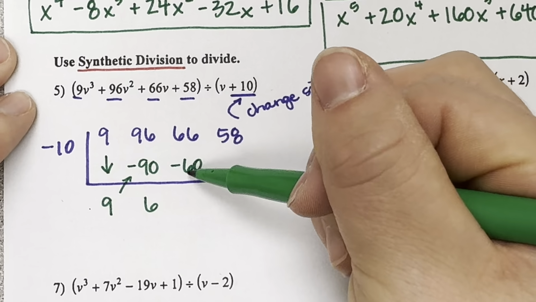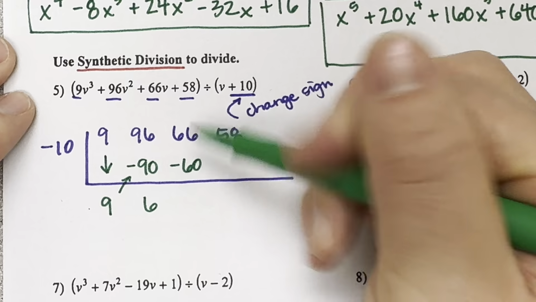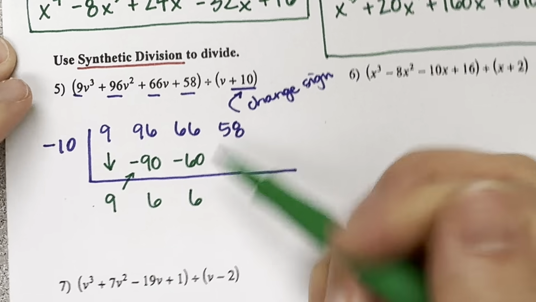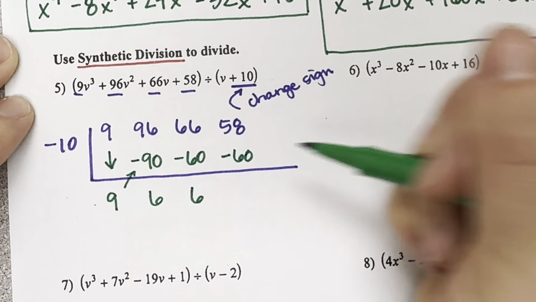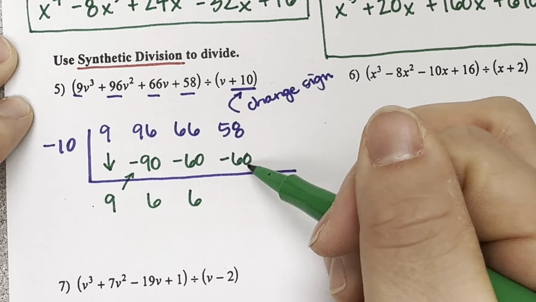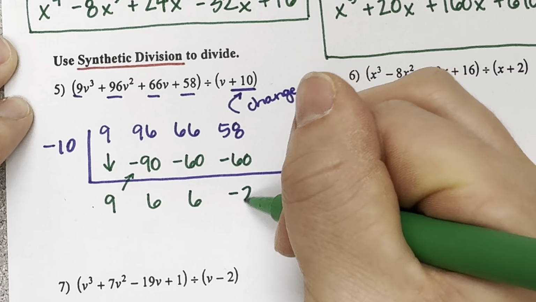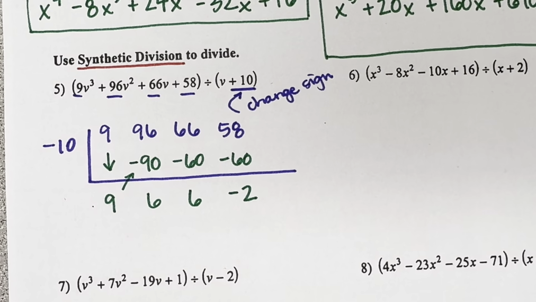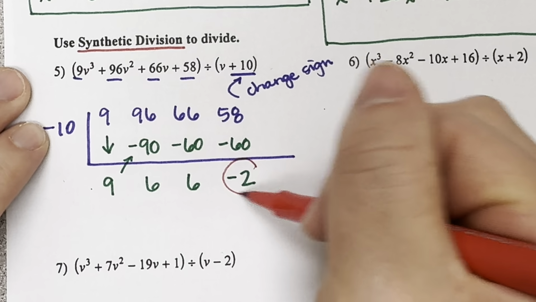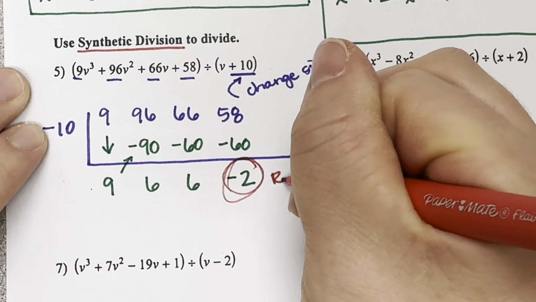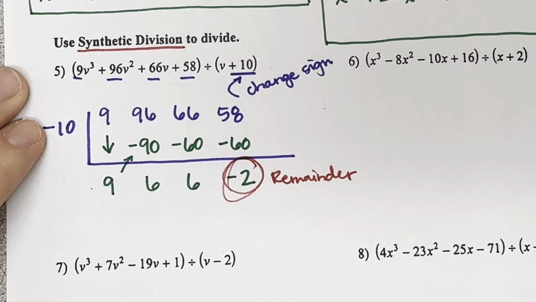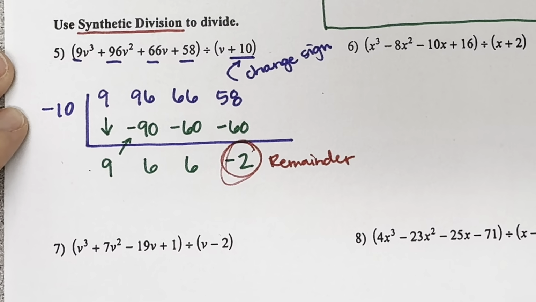Okay, and again, add straight down. 66 minus 60, positive 6. Okay, multiply again, gives me negative 60 again, and add straight down. 58 minus 60 is going to give me negative 2. Okay, so whatever number you get last in this last spot is your remainder. So in this case, we have a remainder of 2 when we divided these polynomials.